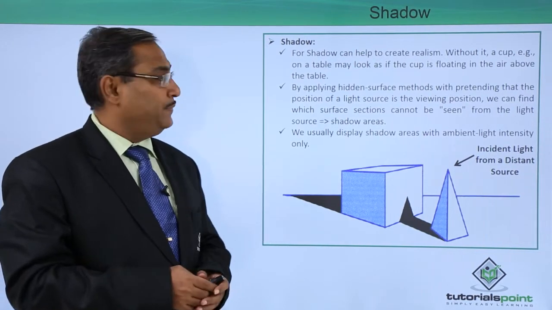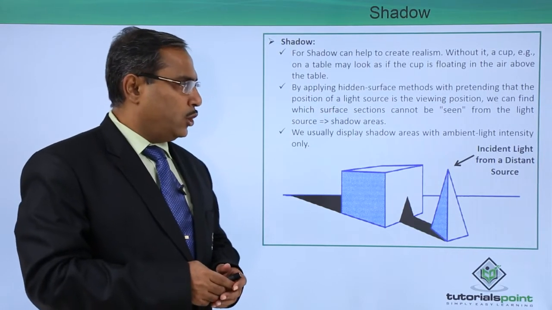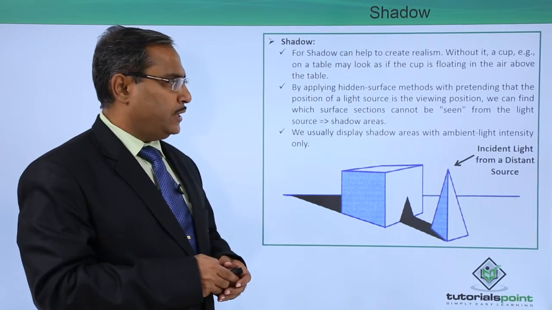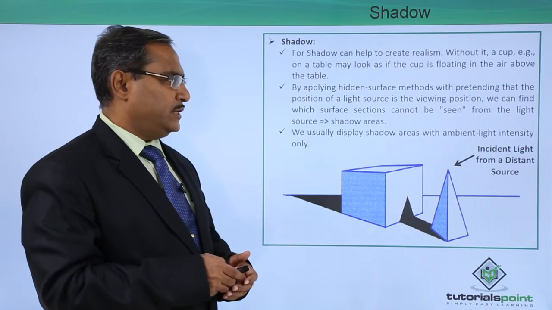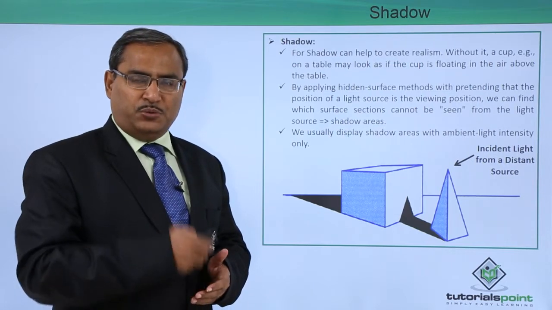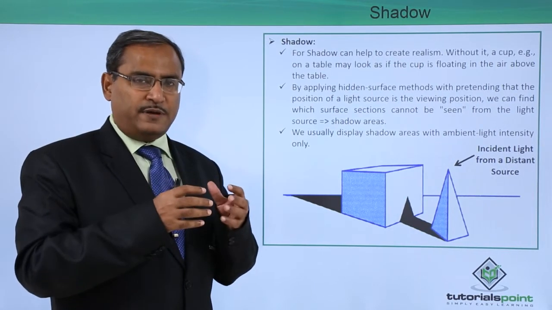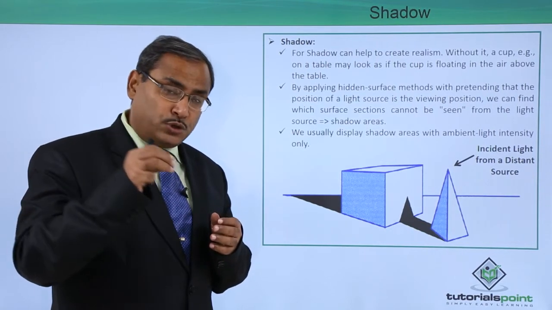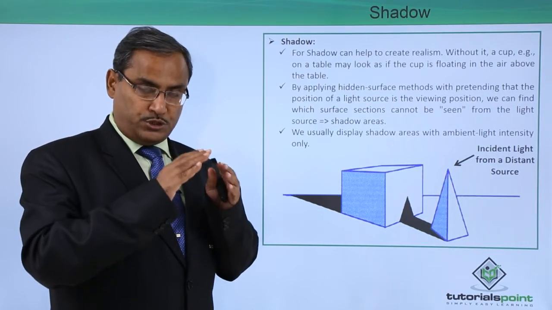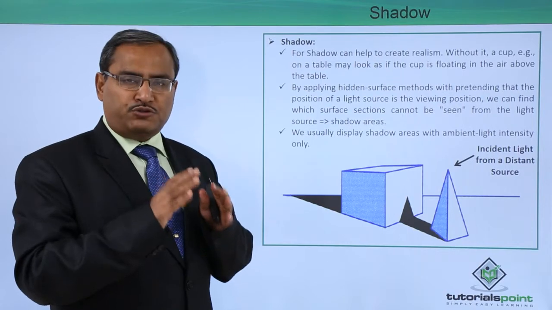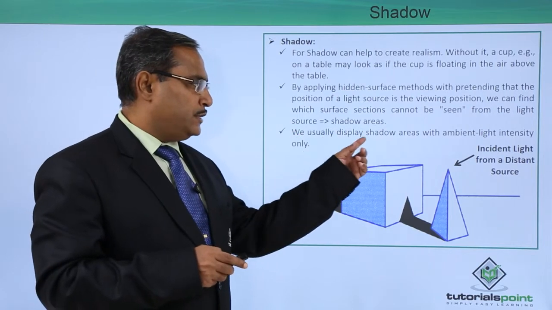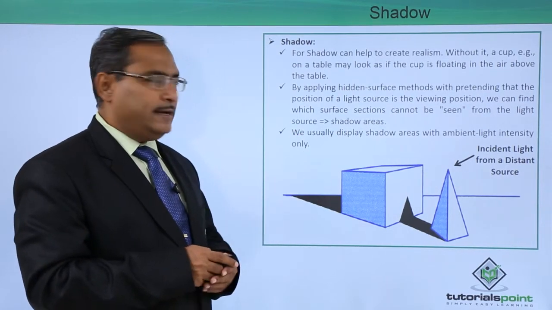above the table surface. So by applying hidden surface methods, pretending that the position of a light source is the viewing position, we can find which surface sections cannot be seen from the light source, and that is the shadow area. So what will happen in case of creating shadows? We should feel in this way that from the light source position the viewer is actually viewing. So the positions which become hidden due to some obstruction, there the shadows will be formed. We usually display shadow areas with ambient light intensity only.